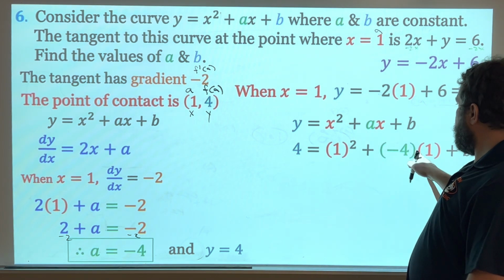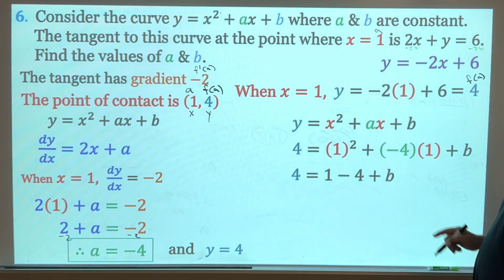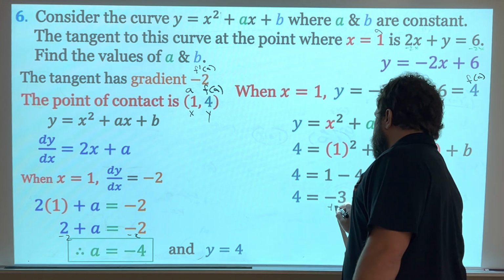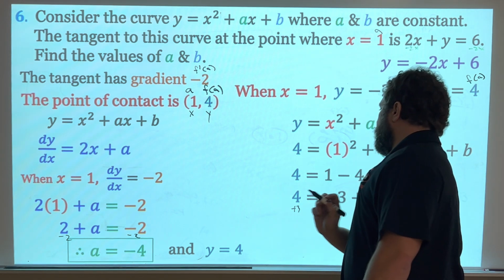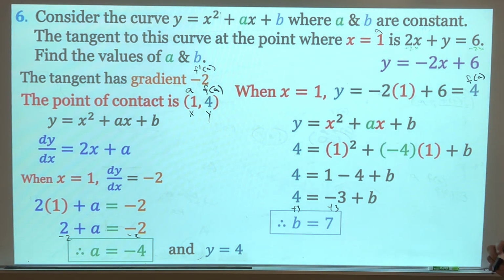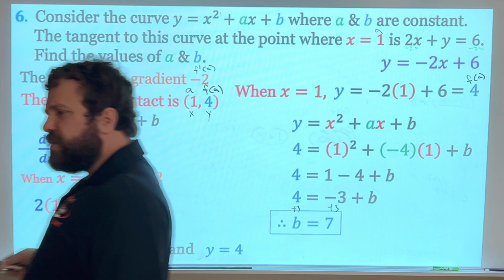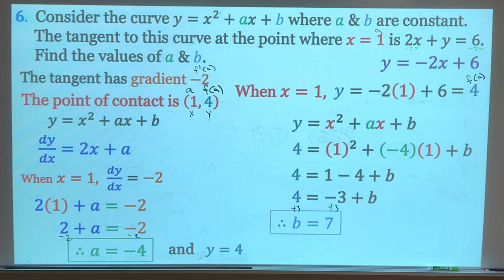1 minus 4. 4 equals negative 3 plus b. Add 3 to both sides. And b is 7. That's it. That wasn't too hard, was it? It's like a maze where you have to work your way through the maze and figure out the correct way to do the path.